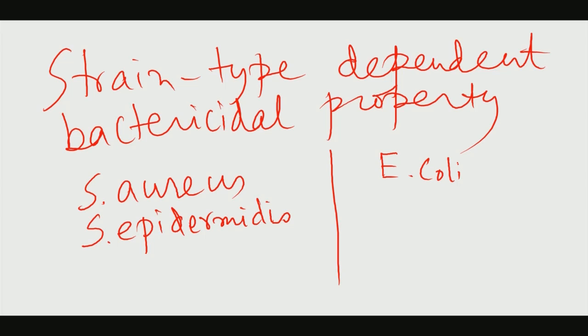Now, if you use just one type of bacteria, it is not sufficient to establish bactericidal property. Instead, one has to use more cell types or more strains like S. aureus and S. epidermidis, so that you establish the bactericidal property not only on one bacterial strain but also on multiple bacterial strains. Not only one bacterial type, let us say gram positive, but also gram negative as well.